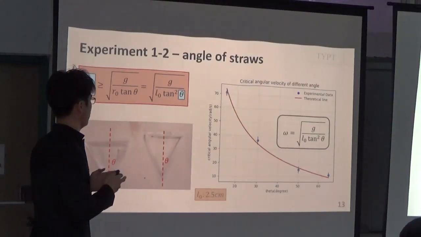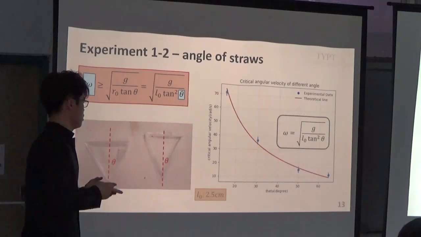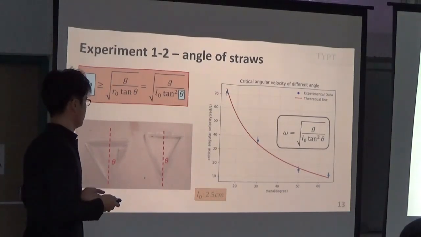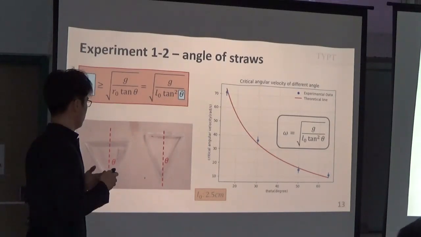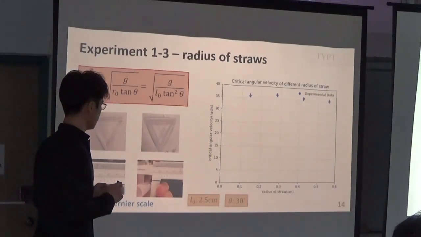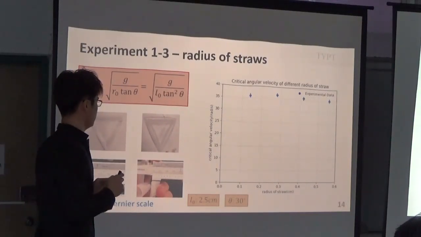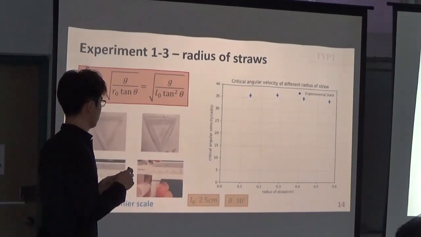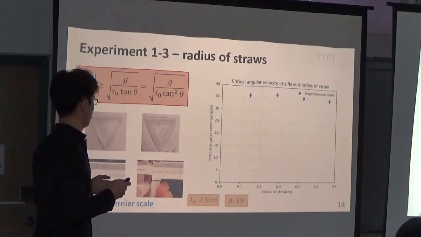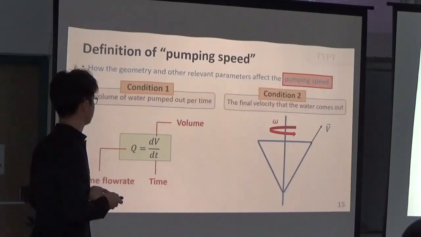I also change the angle of the straws. You can see that when this angle is larger, the critical angular velocity becomes lower, which means it is also easier for the fluid to be pumped out. When I change the radius of the straw, I find that it does not affect the phenomenon very much. I also use a vernier scale to measure the radius, which makes it more precise.